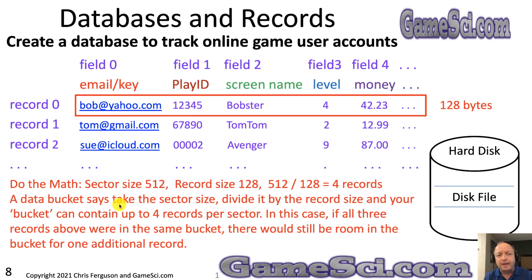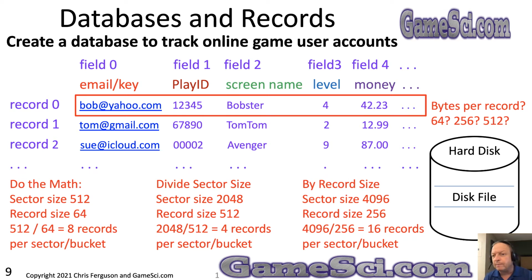And it does involve a little bit of math. Let's just say, for instance, that each one of these records contains 128 bytes of data. Let's do the math. If our hard disk sector size is 512 and our record size is 128, that means 512 divided by 128, we can store 4 records per disk sector. A data bucket says take the sector size, divide it by the record size, and your bucket can contain up to 4 records per sector. In this case, if all 3 records above were in the same bucket, there would still be room in the bucket for 1 additional record. What we're going to try to do is efficiently pack each of these records into a single disk sector.